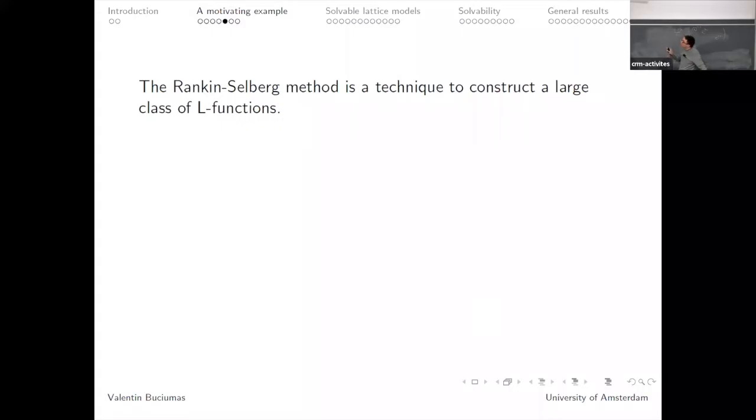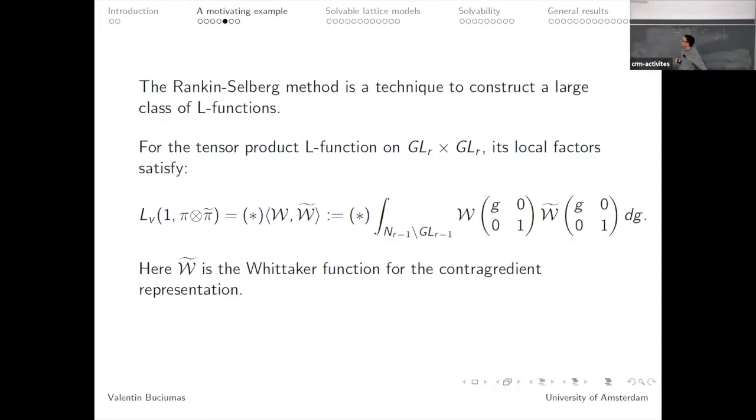And I'll be very vague because I don't want to get into too much detail. But I would like to tell you two things. One is why they care about values of these Whittaker functions, and two, why they care about identities that these Whittaker functions might satisfy. So the ranking solvable method is a technique to construct a large class of L functions.